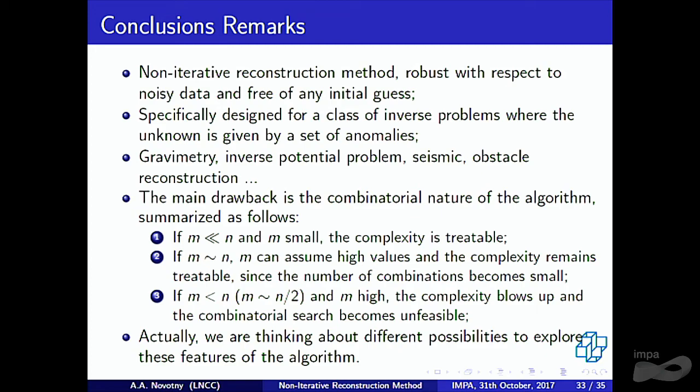And as I told before, the main drawback of the method is the combinatorial nature of the algorithm. For example, if the number of trial balls m is much less than the cardinality of the set of admissible locations denoted by n, the complexity is treatable provided that m is small. This is the case I have shown.